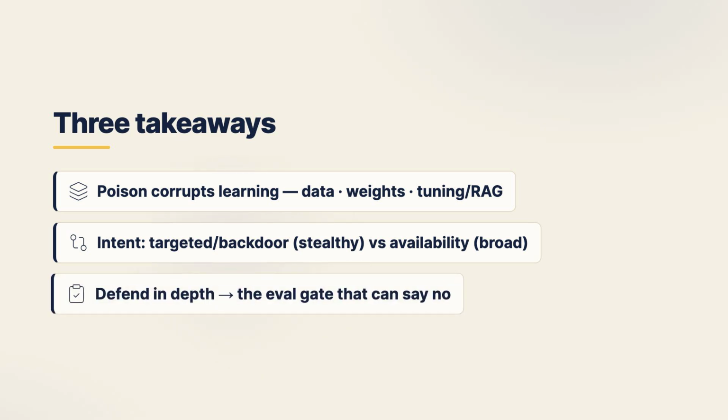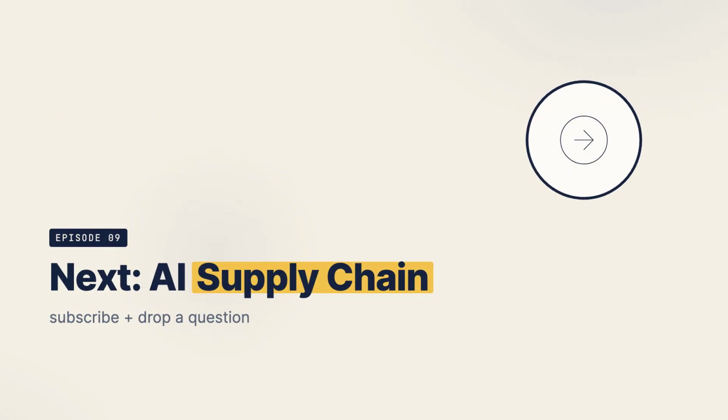3. Defend in depth. Trusted sources, data validation and provenance, anomaly detection, and an evaluation gate that can refuse to promote a model. That's OWASP LLM04 and ATLAS AML.T0020. Next up is Episode 9, AI/ML Supply Chain Security, where we follow the poison upstream and look at how a tampered model or dataset gets delivered to you in the first place.